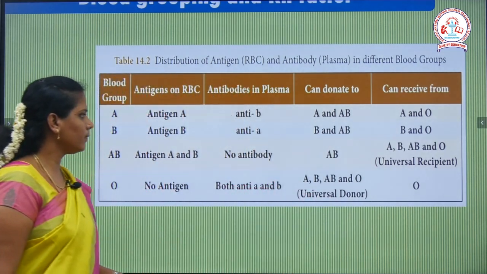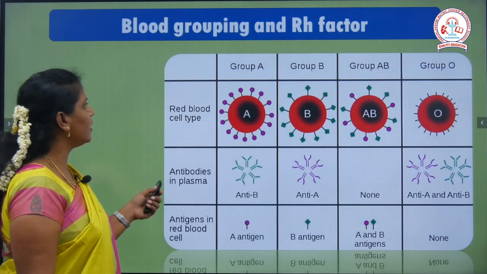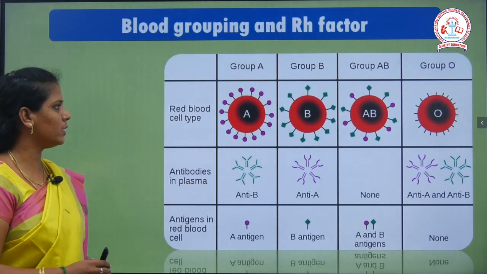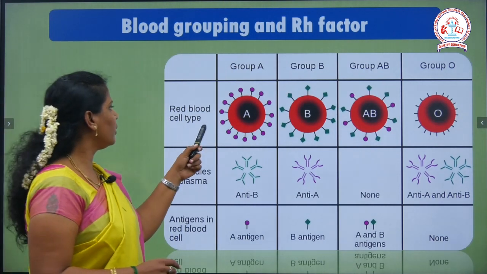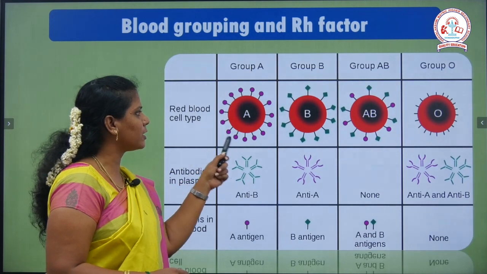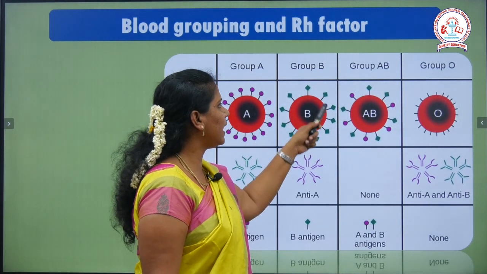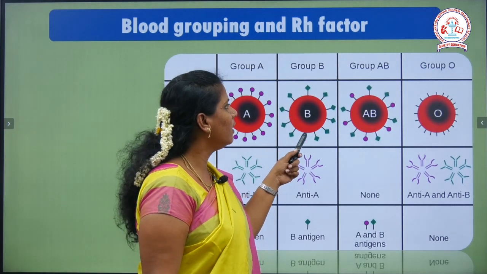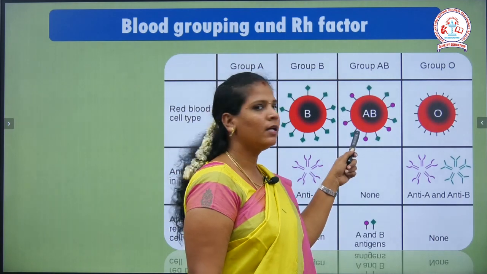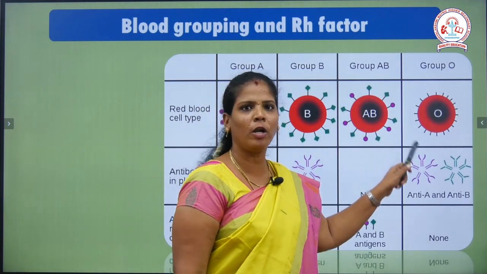Then the AB blood group individual has the antigens A and B, and no anti-A or anti-B antibodies, so the antibodies in the plasma are totally absent. They can donate blood to AB individuals, and they can receive blood from A, B, AB and O. So we can call them a universal recipient. AB blood group is called the universal recipient.